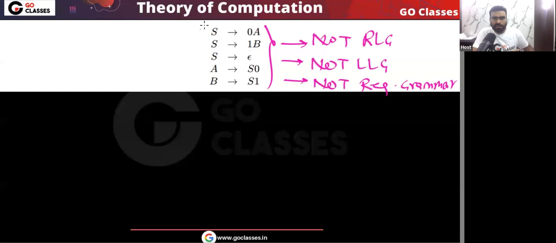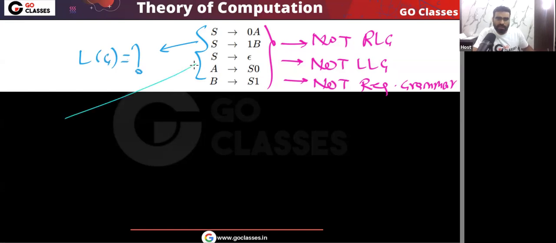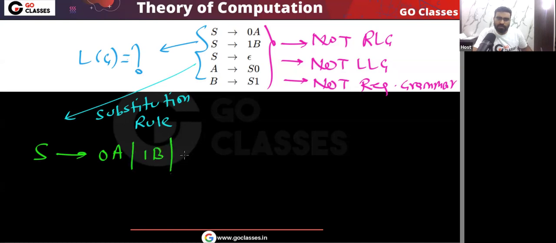And you can see this grammar will generate a non-regular language. So what is the language generated here? Let's find out. If someone asks you what language is generated here, that is very simple. You can apply the substitution rule. If you apply the substitution rule, what will you get? S can be replaced with 0A, or 1B, or epsilon.